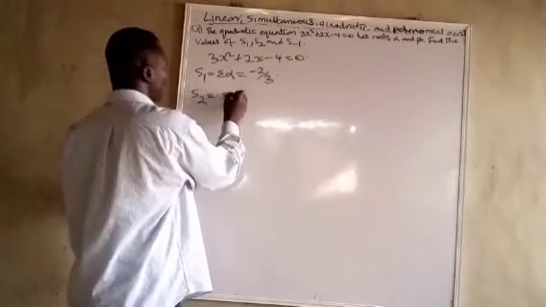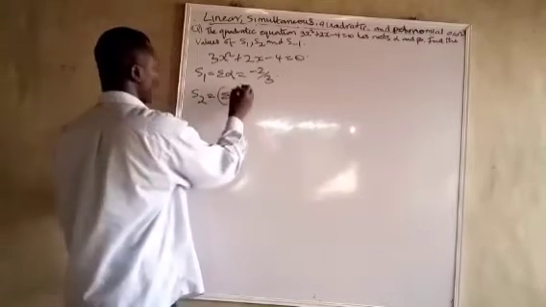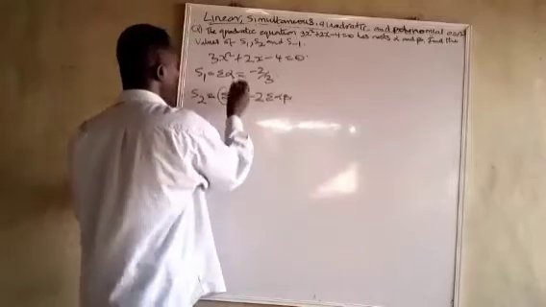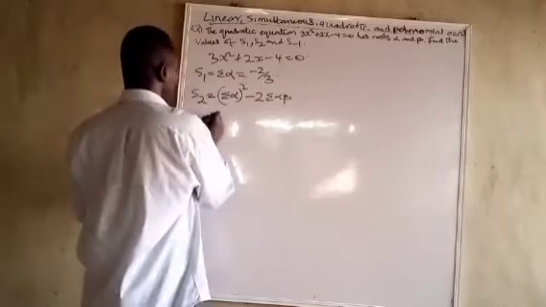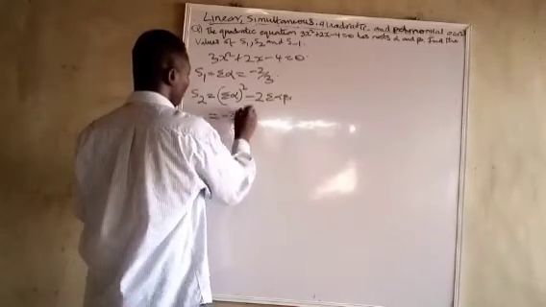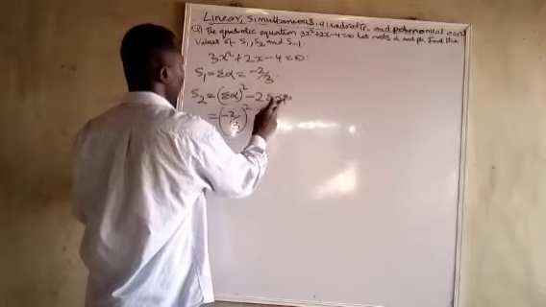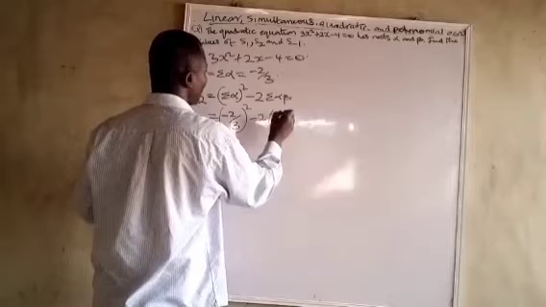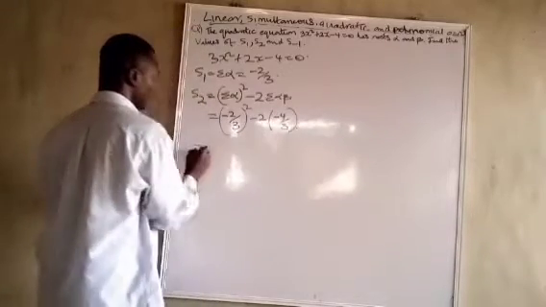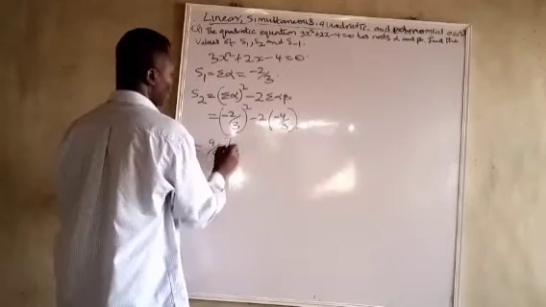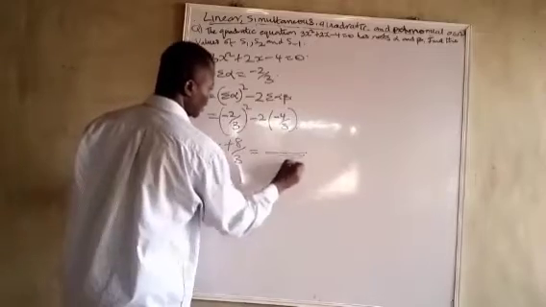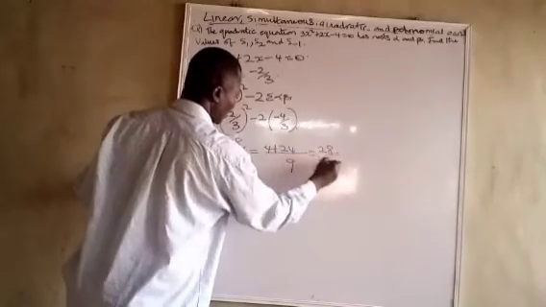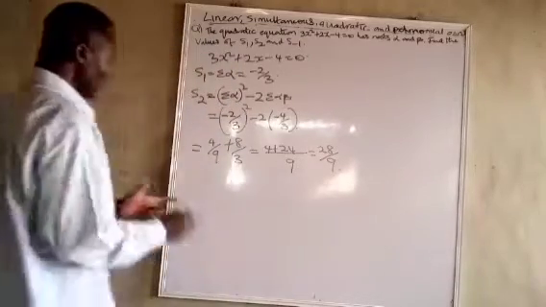We are going to have summation alpha all squared minus 2 summation alpha beta. In this instance, our summation alpha is minus 2 over 3 squared, and our summation alpha beta is minus 4 over 3. So we have minus 2 into minus 4 over 3. This is equal to 4 over 9 plus 8 over 3. So the LCM is 9. So I have 4 plus 24, which is 28 over 9. That's 28 over 9.